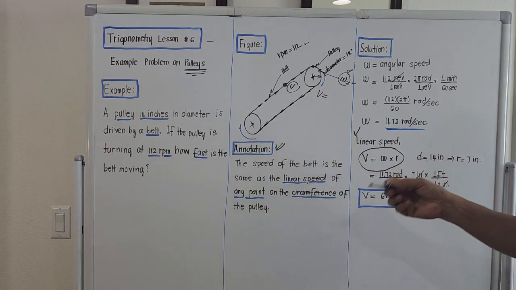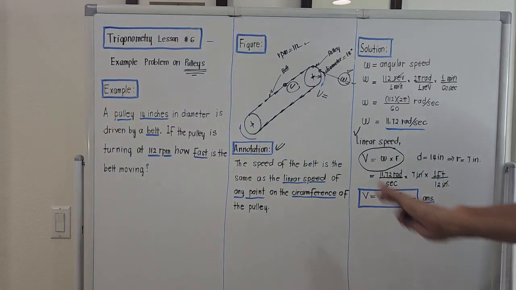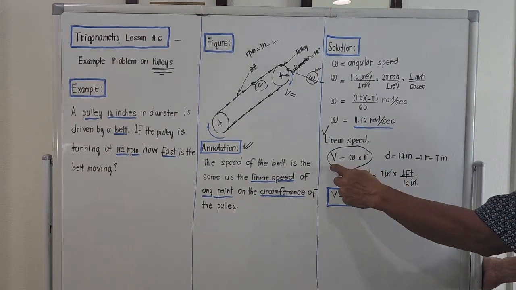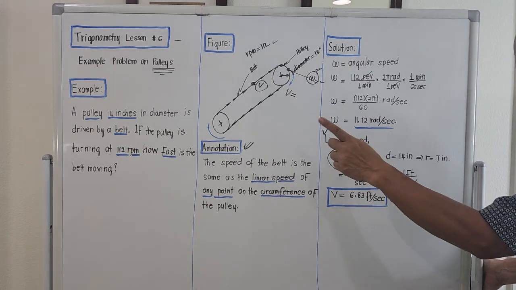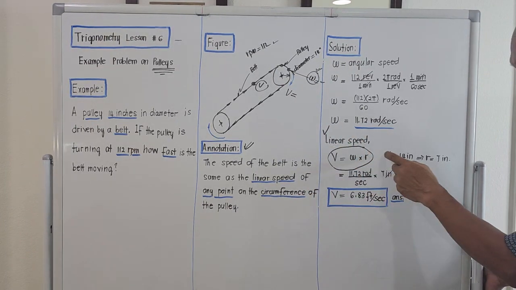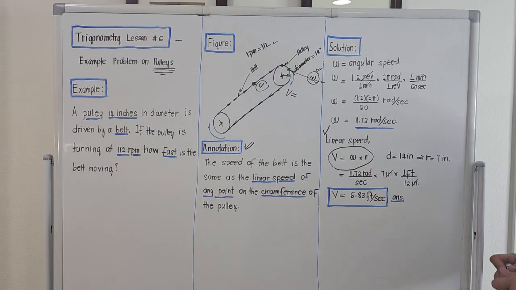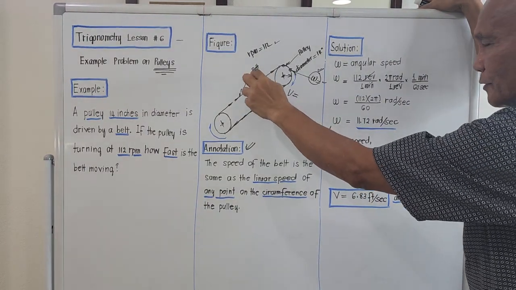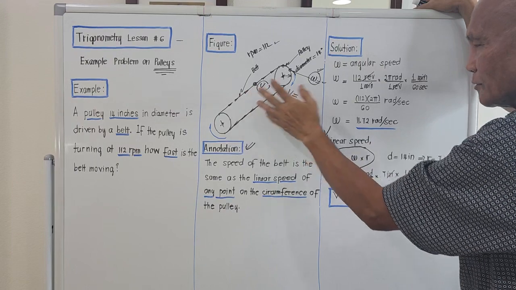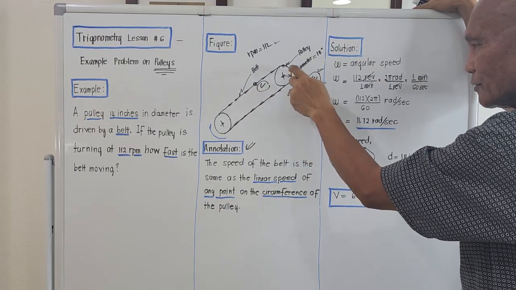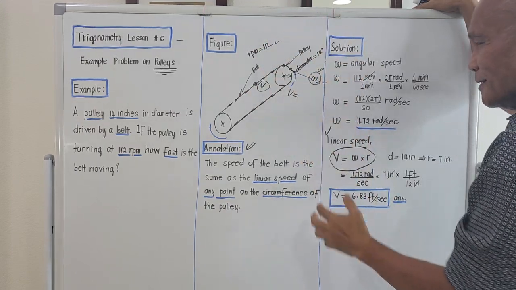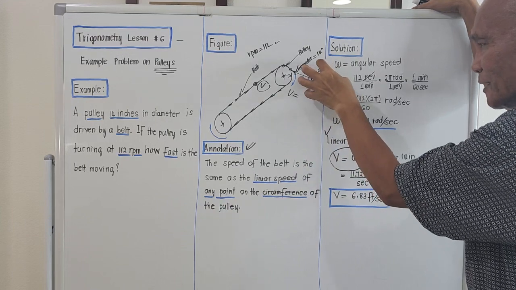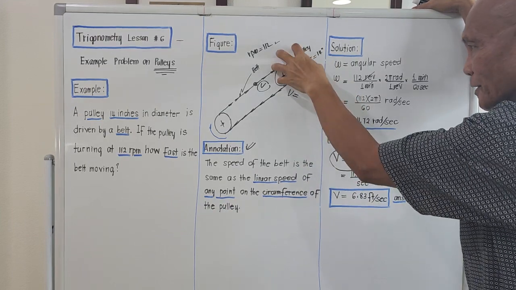Like from the previous discussion, from the past lesson, linear speed is equal to angular speed, designated by the Greek letter omega, multiplied by radius. Okay, you got it. The linear speed of any point on the belt is equal to the linear speed of any point on the pulley as it rotates, because we know the data on the pulley.